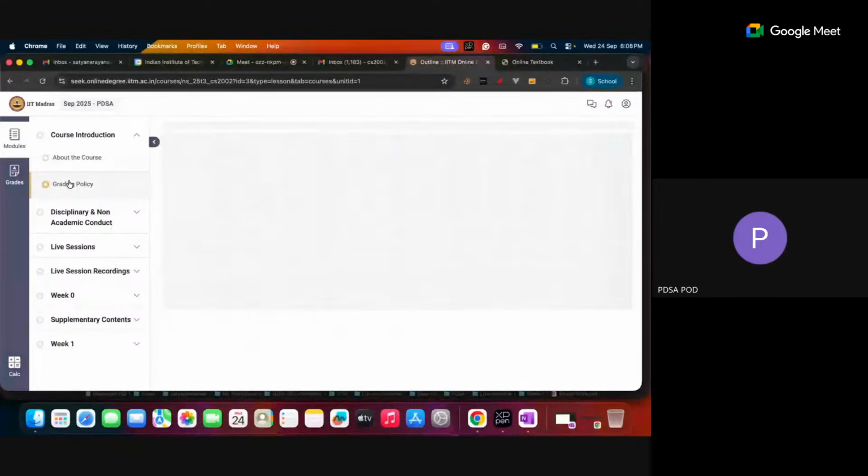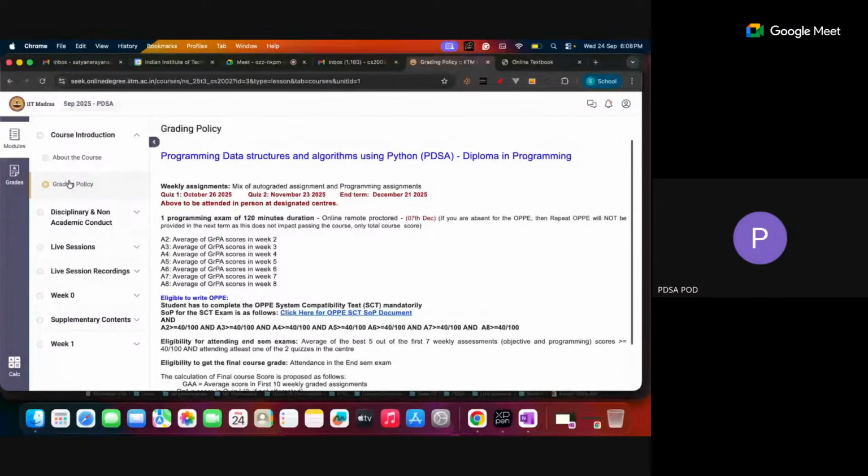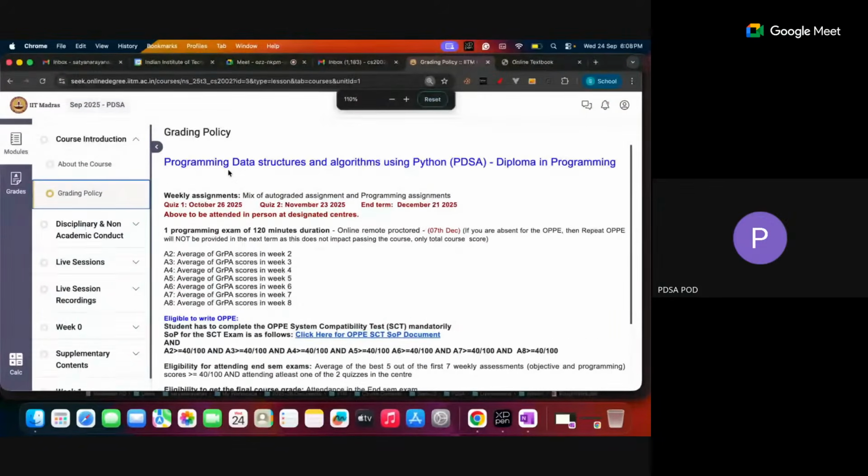This is the grading policy, how the PDS is. The grading policy includes, like most of the diploma level courses, quiz 1 and quiz 2. The quiz 1 date is October 26th and quiz 2 date is November 23rd, and the end term is December 21st.